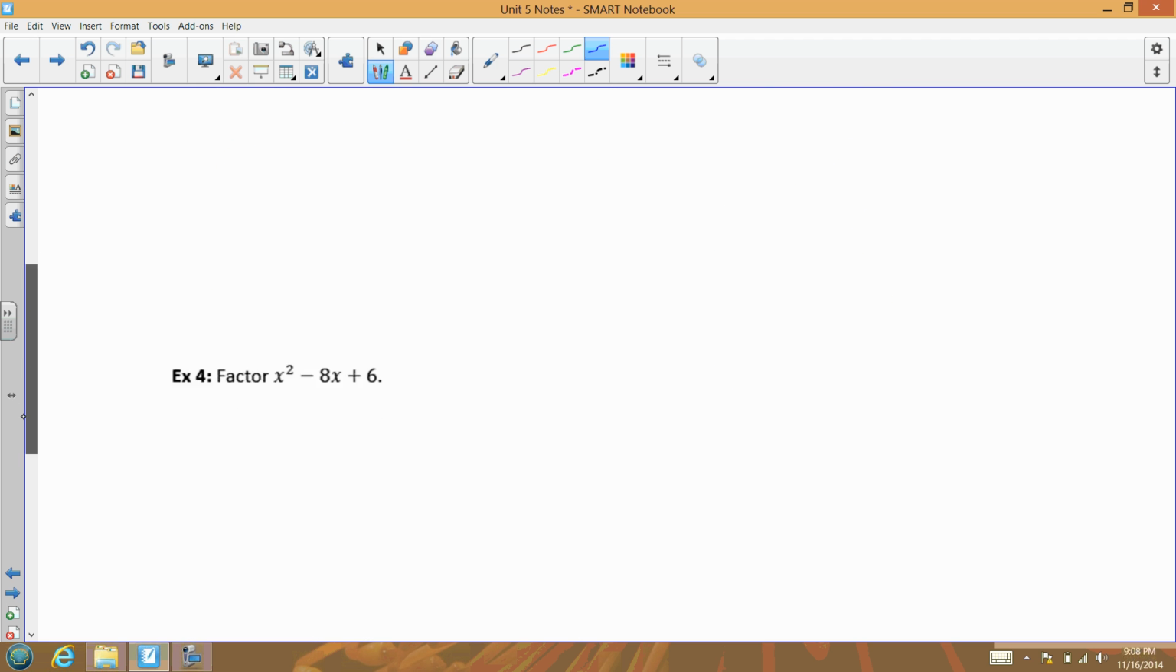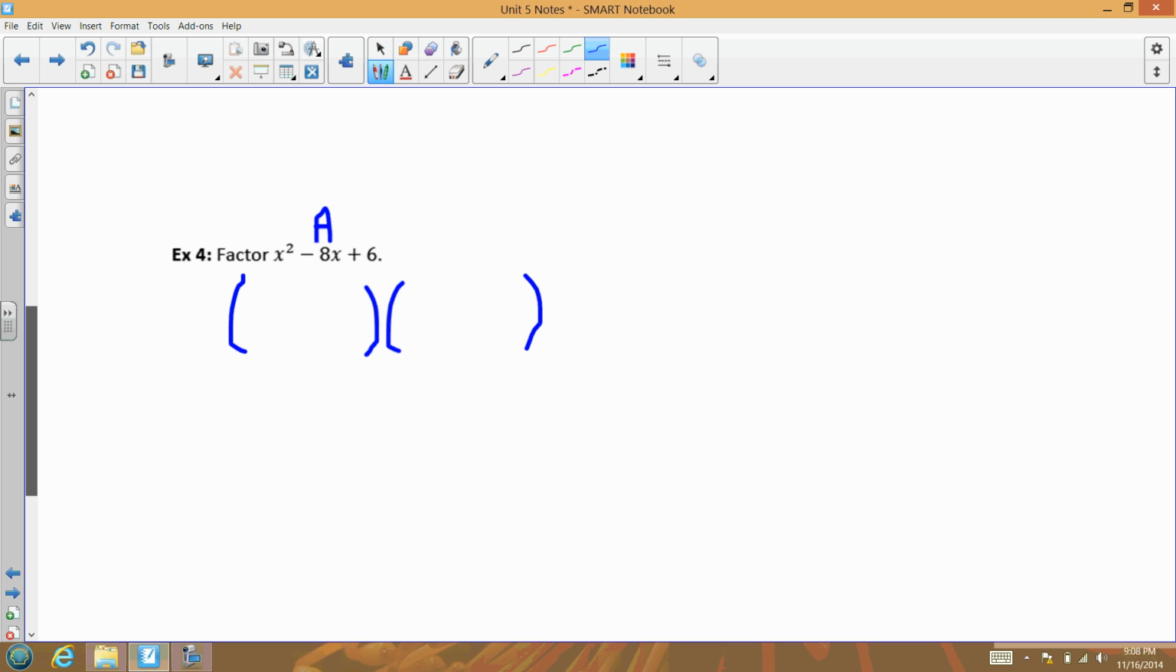And then let's look at one more with a leading coefficient of 1. So I look at this example, and you try to figure out some numbers that are going to add to negative 8 but multiply to 6. And in this case, you can't figure out any numbers that are going to work. So what that means is there aren't binomials that are going to multiply to give me this with whole numbers. So we're just going to say that this is not factorable.